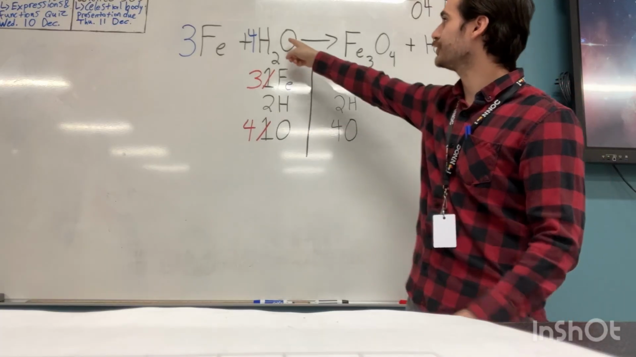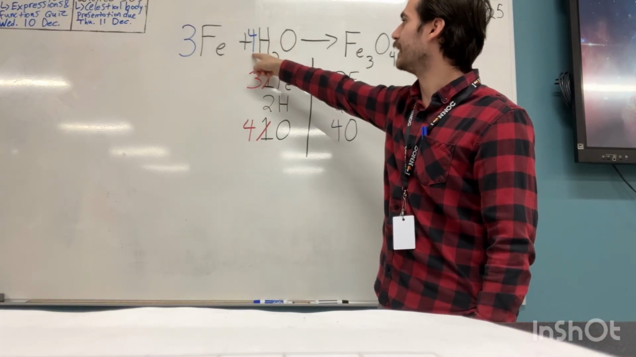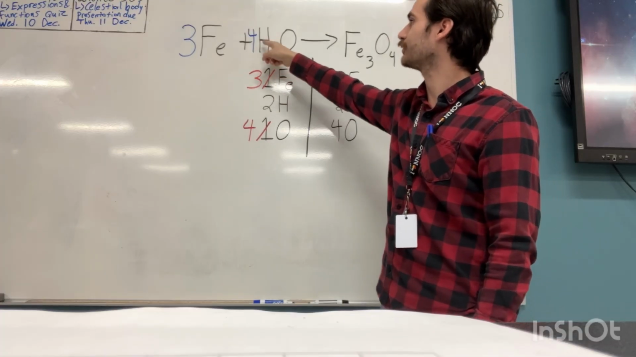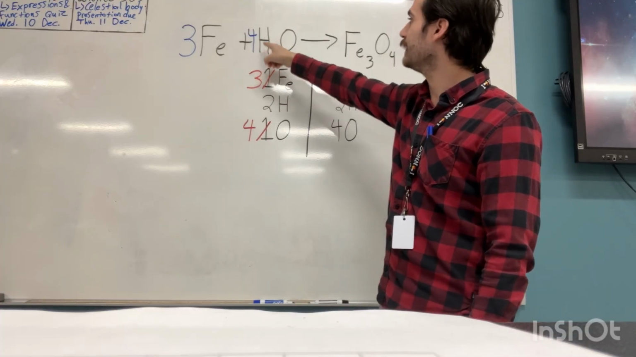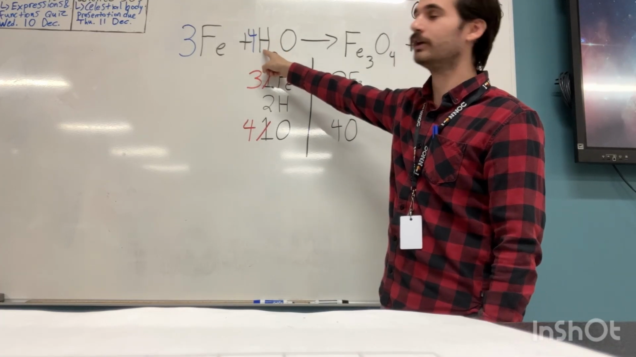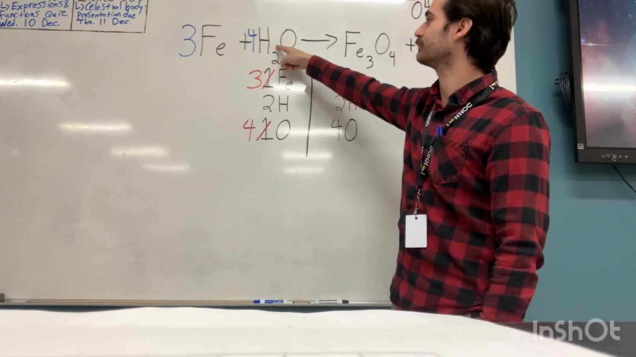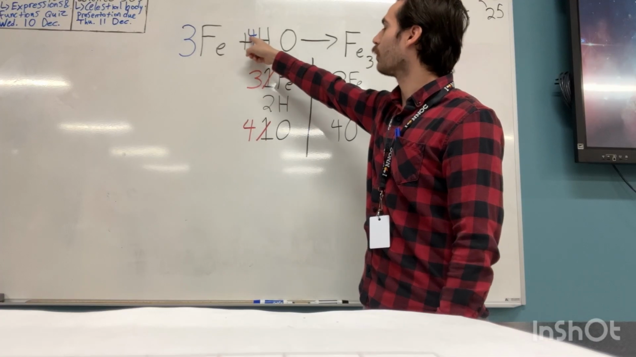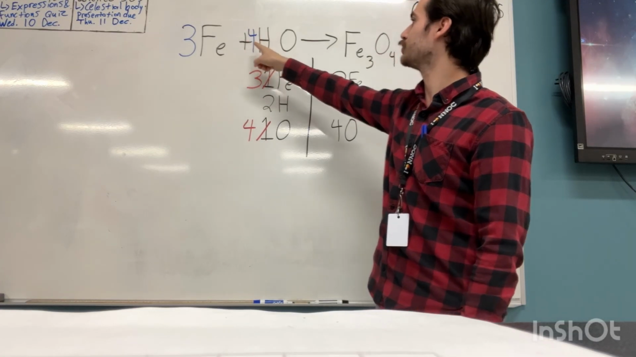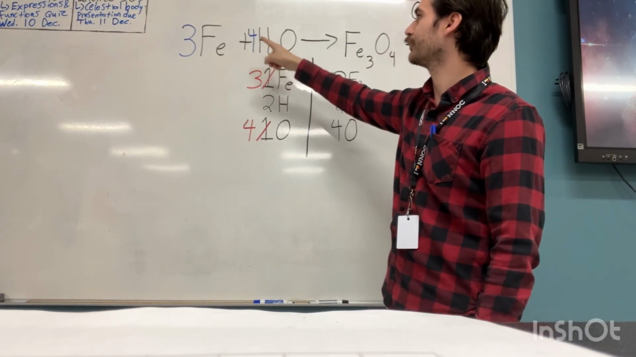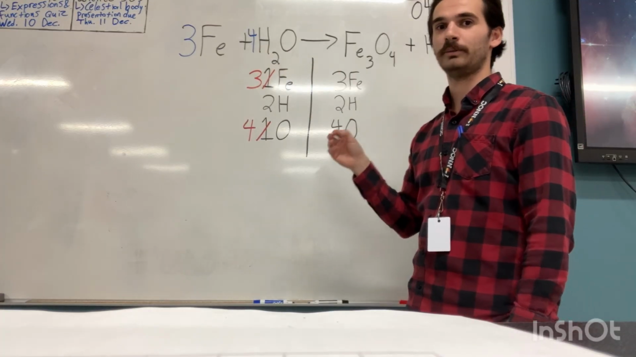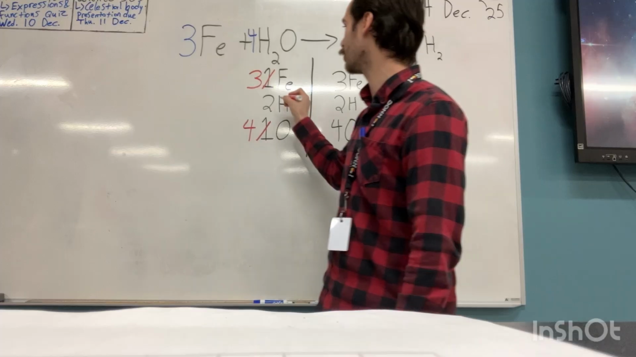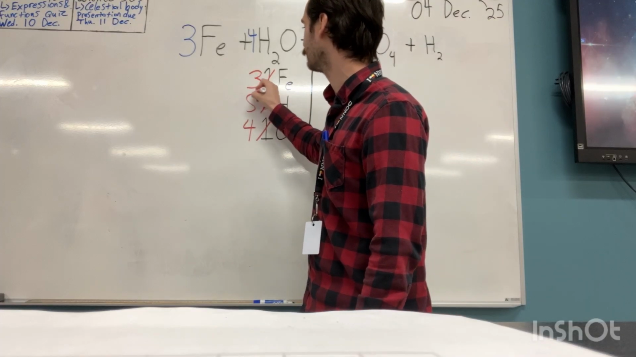Now I didn't just change the oxygen though, because I said I have 4 of the entire water molecule. The water molecule also has hydrogen atoms in it. Each water molecule has 2 hydrogen atoms in it. If I have 4 of these molecules, then I have 4 groups of 2 hydrogen atoms each. So the total amount of hydrogen atoms will be 4 times 2. That gets us 8 hydrogens total on the left side.